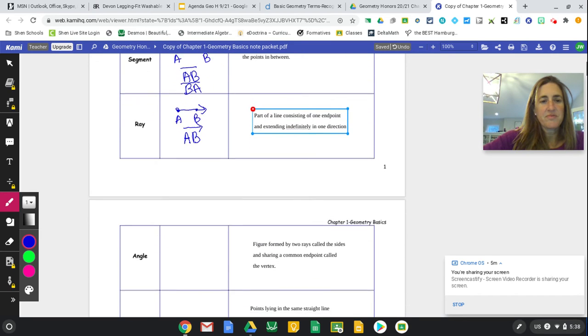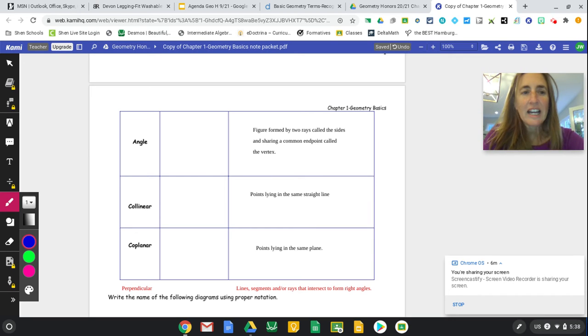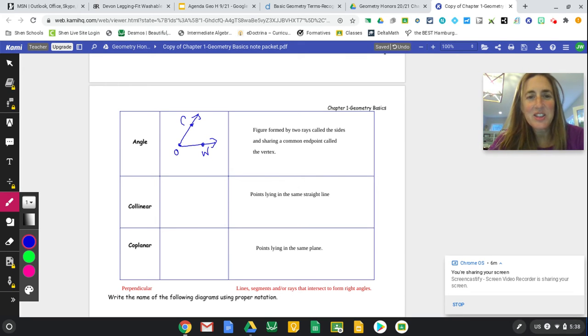Moving on to the back now, we're on to page 2. We have our angle. Angles have different ways to be labeled, but let's draw a nice picture of an angle here. Let's call this angle COW. It's a figure formed by 2 rays called the sides, and it shares a common endpoint, which is its vertex. So in this case, O is the vertex of this angle.